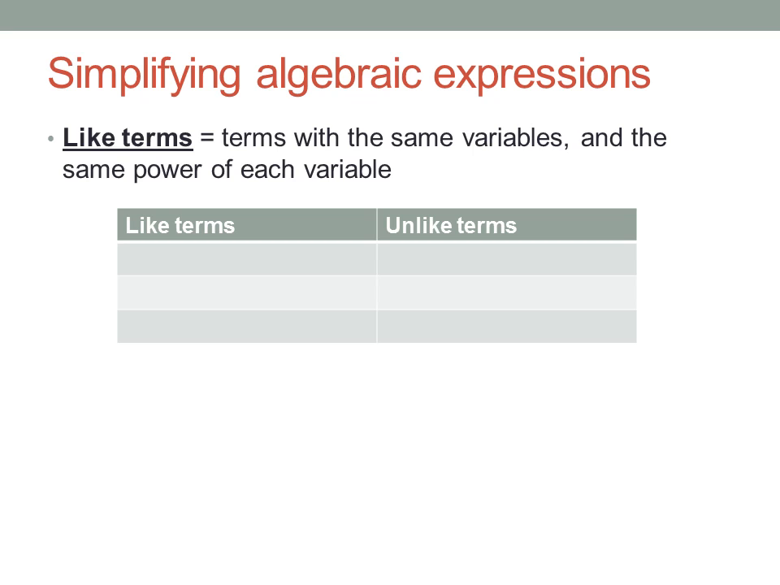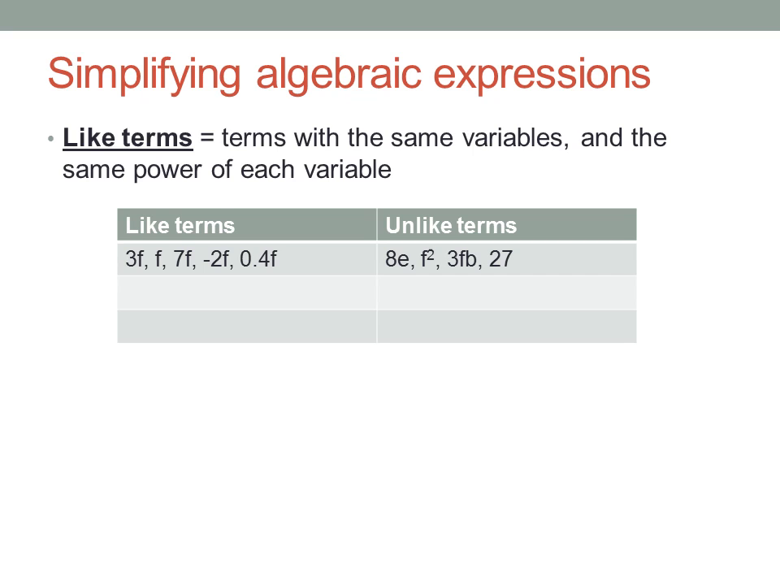One of the most common things you'll have to do to simplify an algebraic expression is to collect like terms. Like terms are terms with the same variables and the same power or number of each variable in the term. For example, 3f, f, 7f, negative 2f, and 0.4f are all like terms because they all have one f in the term.